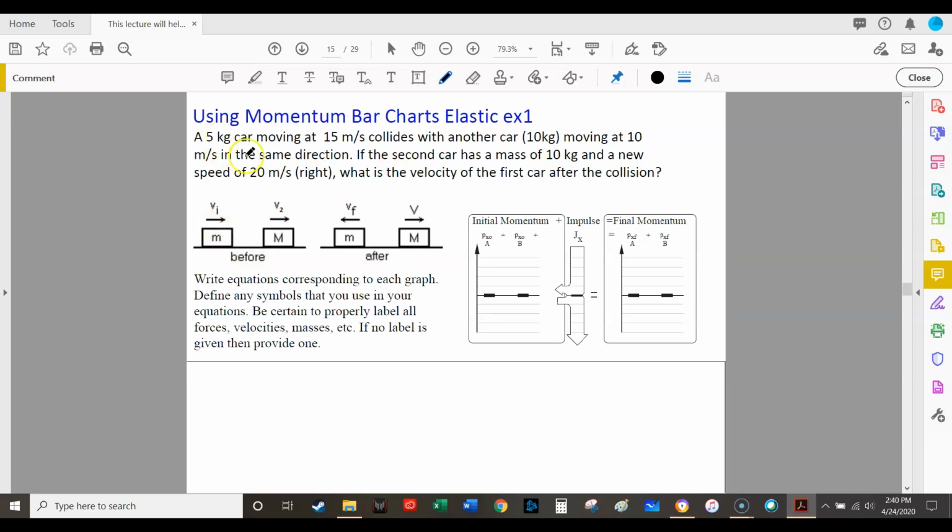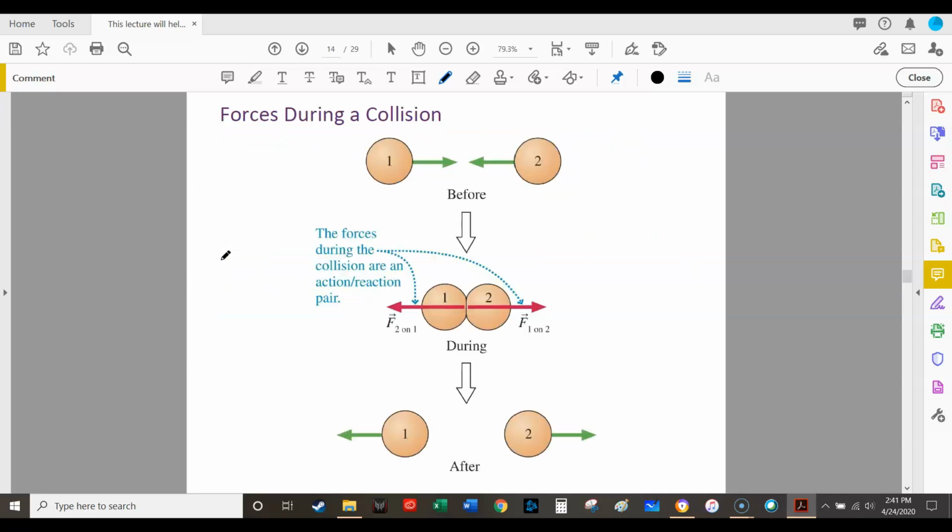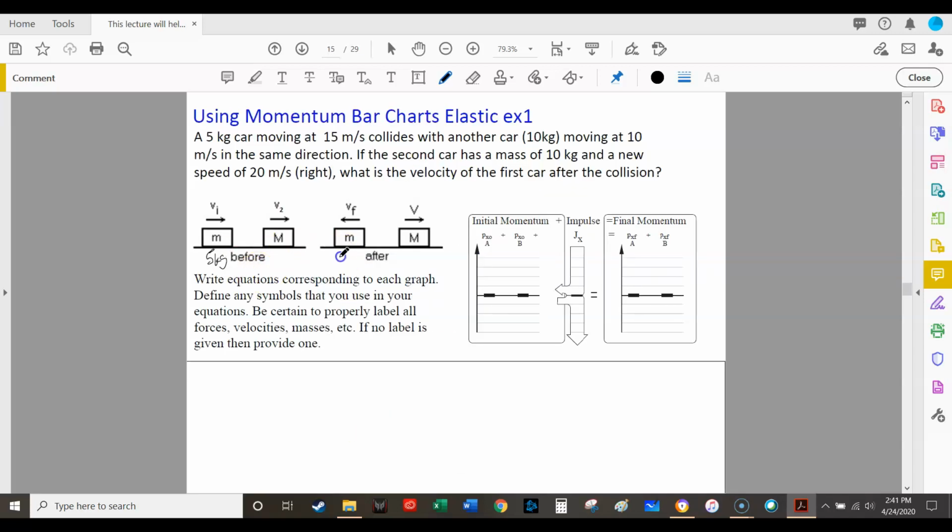We have a 5 kilogram car moving to the right at 15 meters per second. So this is a 5 kilogram car. And I'm going to put my variables in here. So this is a 5 kilogram car. And I will put the masses below this. That'll be cleaner looking. Okay. And small m is 5 kilograms.